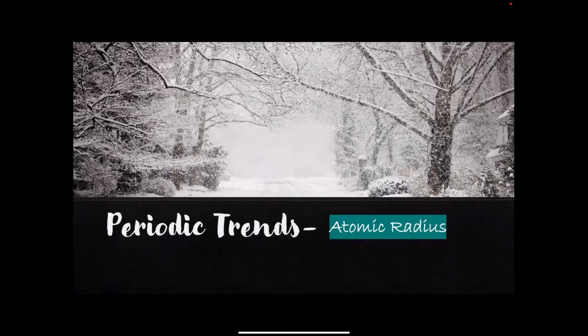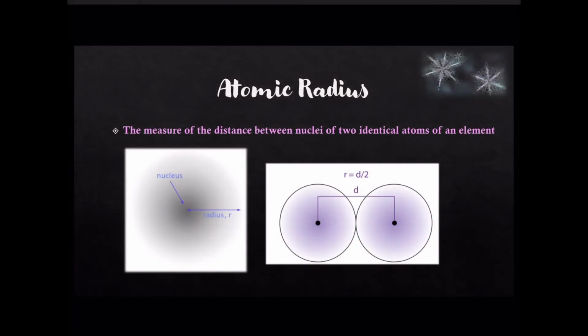This video is part of the series on periodic trends, and it will focus on the trend of atomic radius. When we're measuring the radius of an atom, you can't treat it the way you would treat the radius of a circle. Not exactly, anyway.